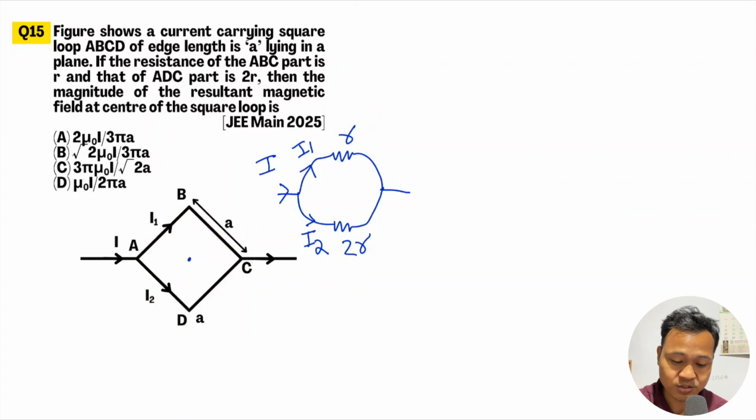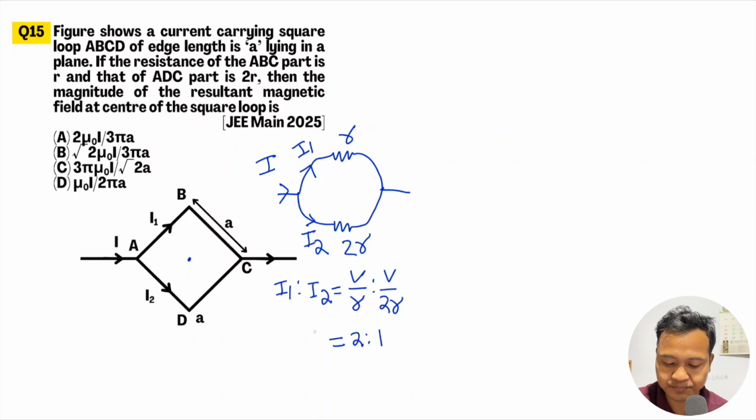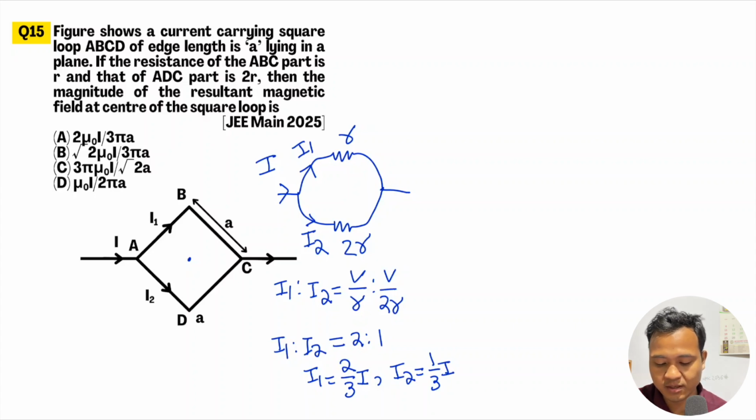Okay. Now the current. Applying the current ratio, I1 is to I2, since it is parallel, is V by R is to V by 2R. If you take the ratio here, you'll have 2 is to 1. So I1 is to I2 is 2 to 1. So I1 is 2 by 3 into the total current, and I2 is 1 by 3 into the total current. So I1 is 2I by 3 and I2 is I by 3.